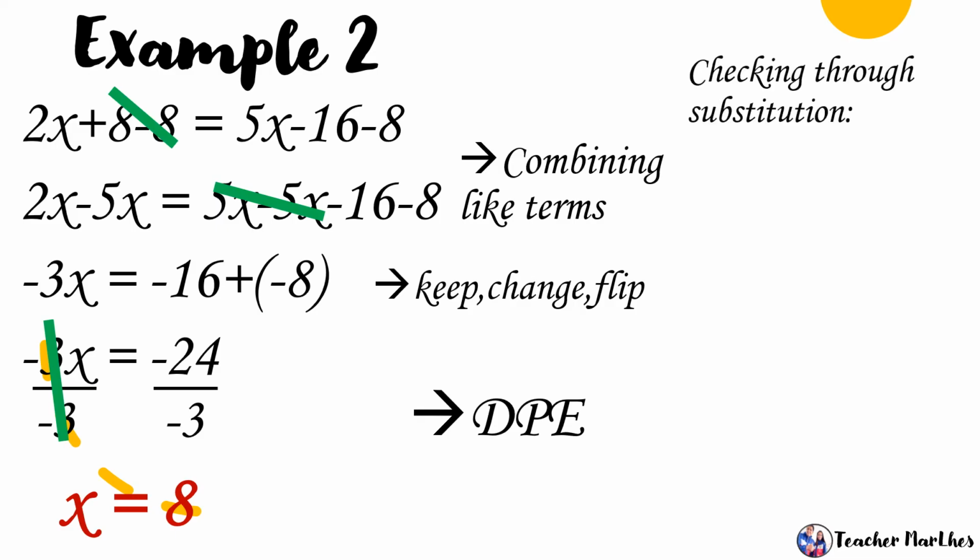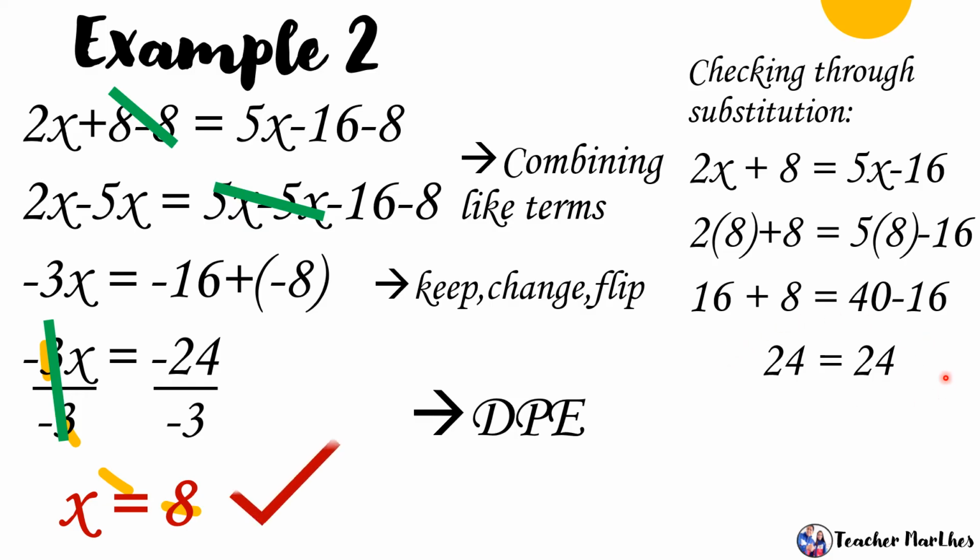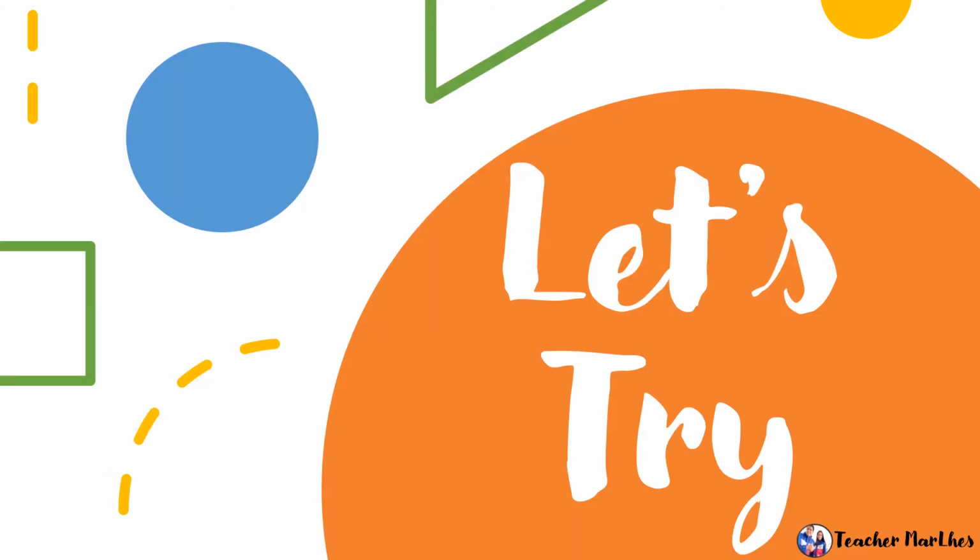So to check if our answer is correct, we will use the substitution method. So we will substitute the value of x with 8. So 2 times 8 plus 8 is equal to 5 times 8 minus 16. So 2 times 8 is equal to 16 plus 8, then 5 times 8 is equal to 40 minus 16. So 16 plus 8 is equal to 24, then 40 minus 16 is equal to 24. Since they are equal, therefore, our answer is correct. So let's try the following exercises.